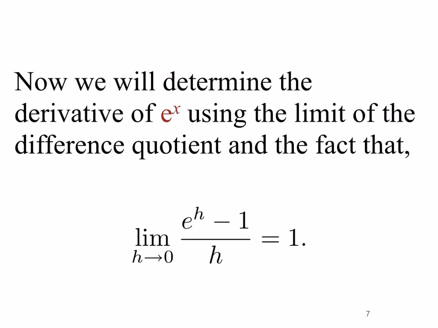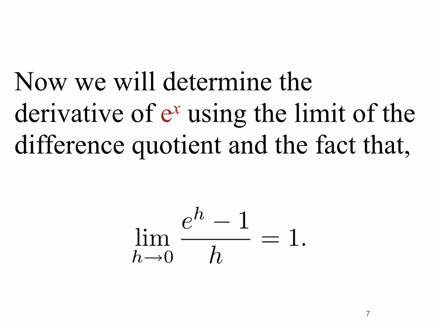So now we'll determine the derivative of e to the x using the limit of the difference quotient and the fact that the limit as h goes to 0 of e to the power of h minus 1 over h is equal to 1. Now e to the power of x is a very special function, and it is an exponential function, just as b to the power of x, but instead of having a base b, it has the base e. And if you recall, e is a constant 2.71 with several places after the decimal.